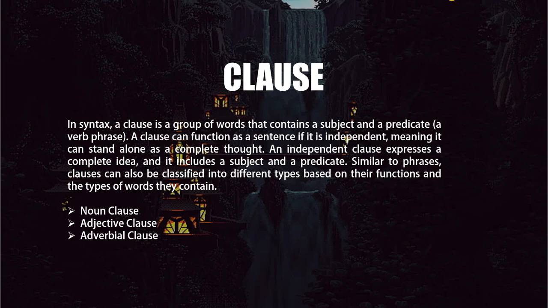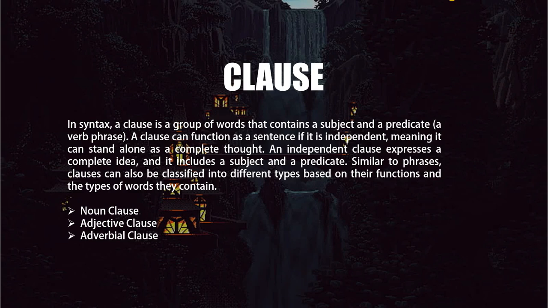And there's an adjective clause. An adjective clause is a type of clause that modifies a noun or pronoun in a sentence. It typically begins with a relative pronoun such as who, whom, whose, which, or that. Examples of adjective clauses include the book that I borrowed from the library was very informative, and the man who lives next door is a doctor.